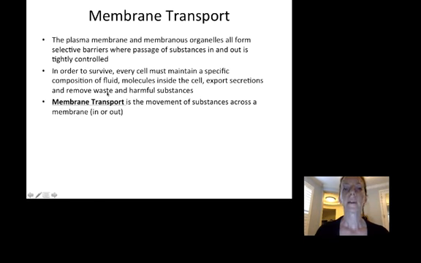Okay, so for membrane transport, this is the basics of how substances get in and out of the cell. So the plasma membrane and the membranous organelles all form selective barriers where passages of substances in and out of a cell is tightly controlled. In order to survive, every cell must maintain a specific composition of fluid, molecules inside the cell. It must export secretions and remove waste and harmful substances. So membrane transport is the movement of substances across a membrane, either in or out.